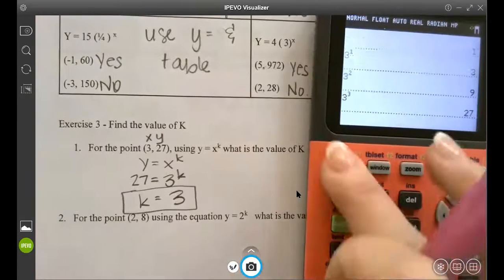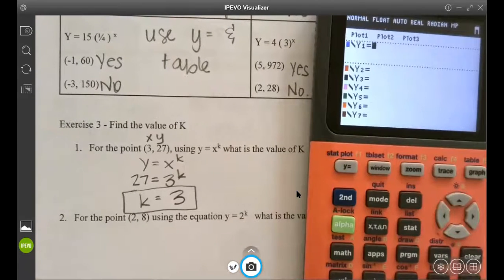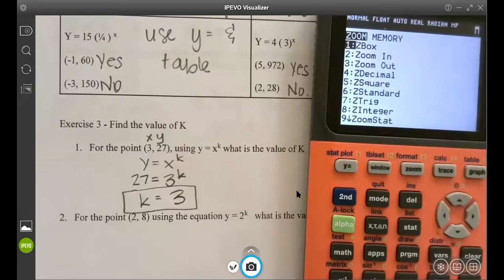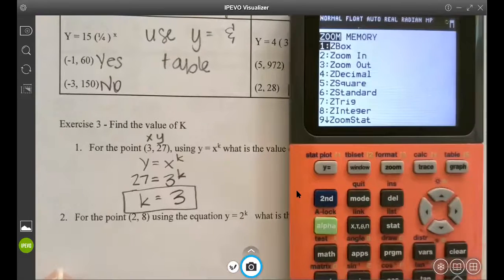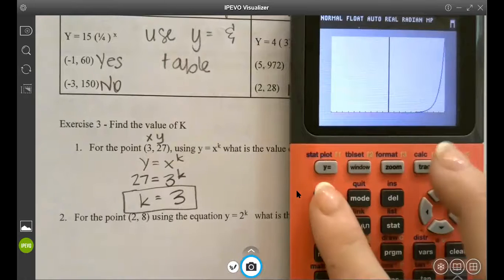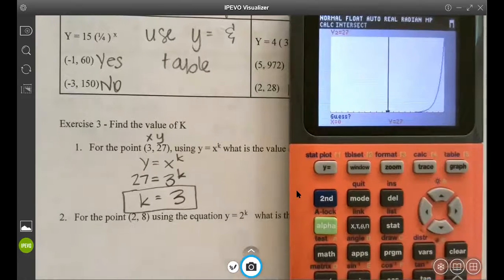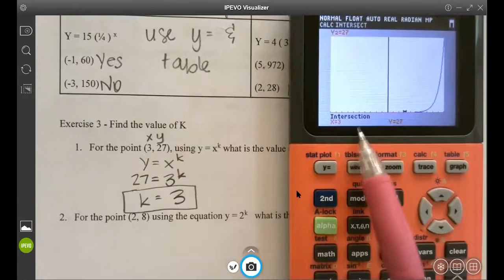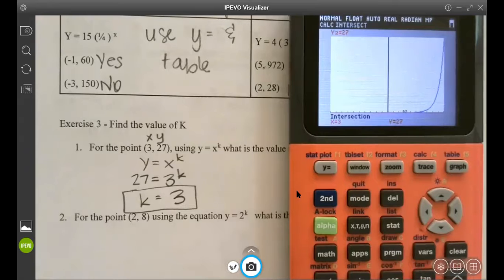Okay. You can also do it this way. 3 to the X and 27, like we did on the other one. We're going to zoom fit it so we can see it. There's your blue one. There's your red one. Second trace intersect. And what do we get? 3. I don't care which way you do it. Guess and check is probably going to be faster on this than graphing it, waiting on it to graph, second trace intersect.